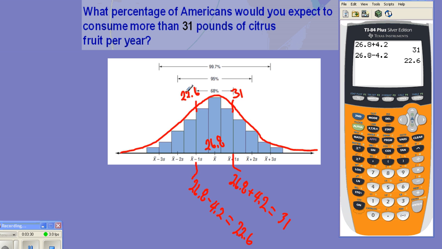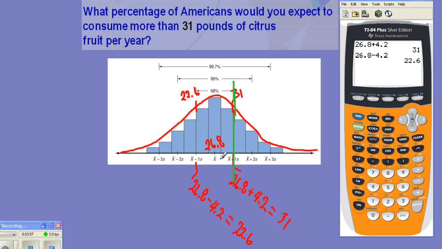So right now we can actually answer the question, because what the question says, what percentage of Americans would you expect to consume more than 31 pounds of citrus fruit per year? Well, let's just go ahead and answer the question. If I wanted more than 31, okay, so let me get a different color here so I don't mess things up. So I'm looking for something that's bigger than this number right here.